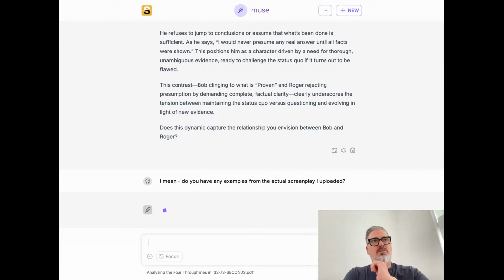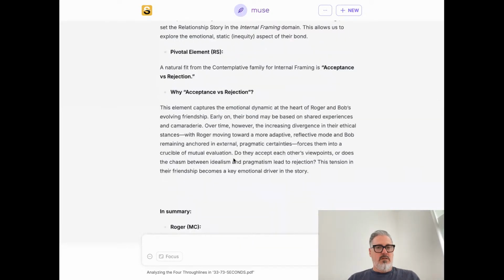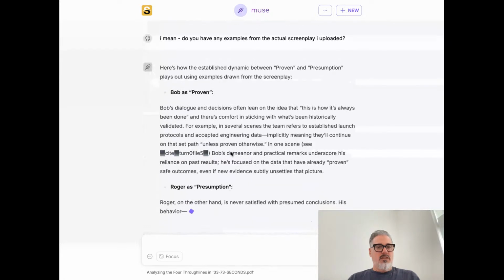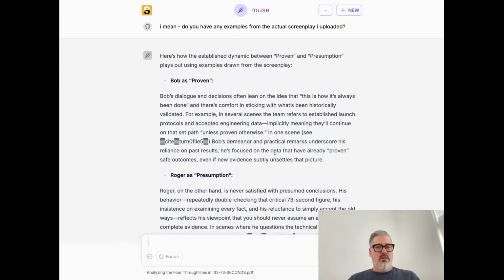Man, I can't figure out what direction that would be because he's very ethical. It's like going from black and white to okay, here, cool, it's getting good. And several teams refers to established launch protocols and accepted engineering data, implicitly meaning they'll continue on that set path unless proven otherwise. And I think that's the problem of the story. You haven't proven it, and we've already proven that we can launch these things and there's no issue. And so that's kind of the core thing.